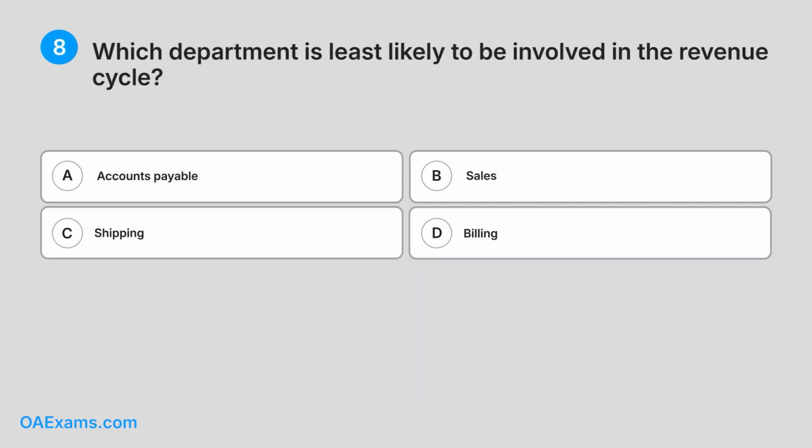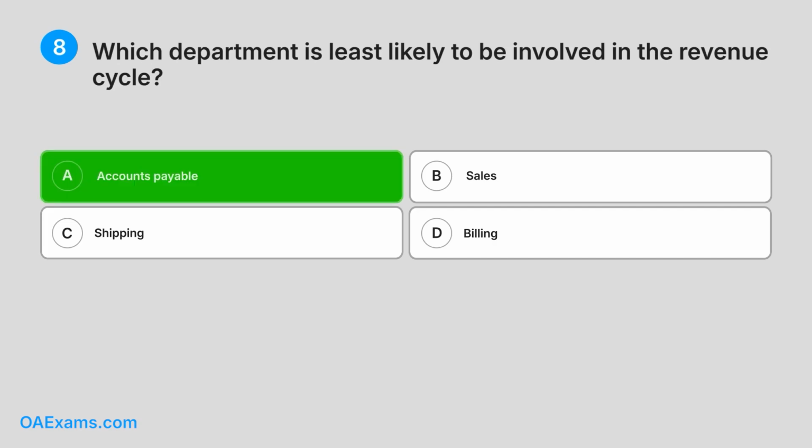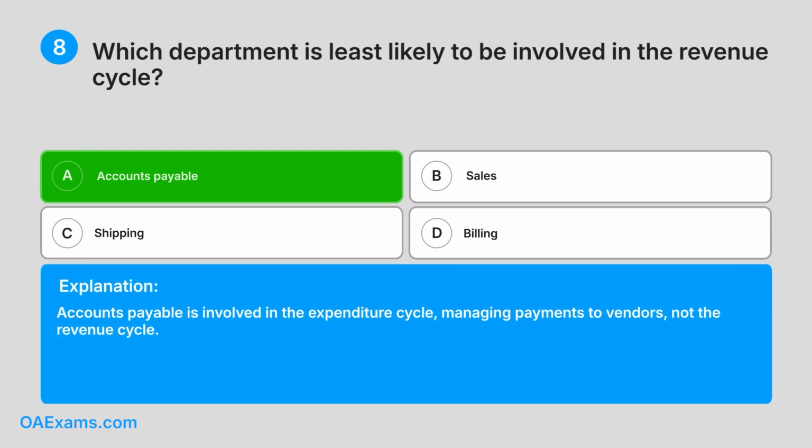8. Which department is least likely to be involved in the revenue cycle? A. Accounts payable. B. Sales. C. Shipping. D. Billing. What do you think is the answer? Correct answer: A. Accounts payable. Explanation: Accounts payable is involved in the expenditure cycle, managing payments to vendors, not the revenue cycle.